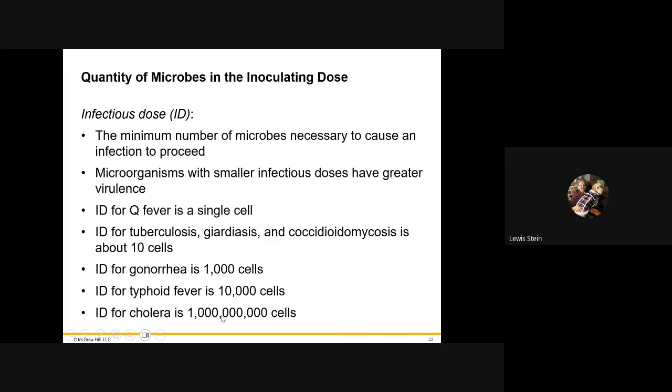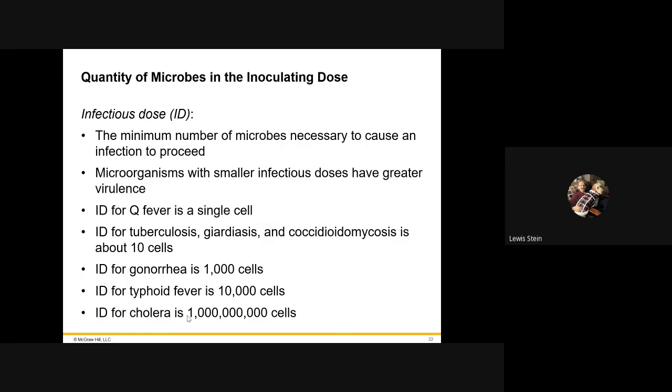Cholera, one of the dreaded diseases, terrible, typically was the greatest killer after natural disasters in war-torn areas because the water supply was fouled with this horrible thing. 1 million, I beg your pardon, 1 billion cells. Salmonella is about 1 million.